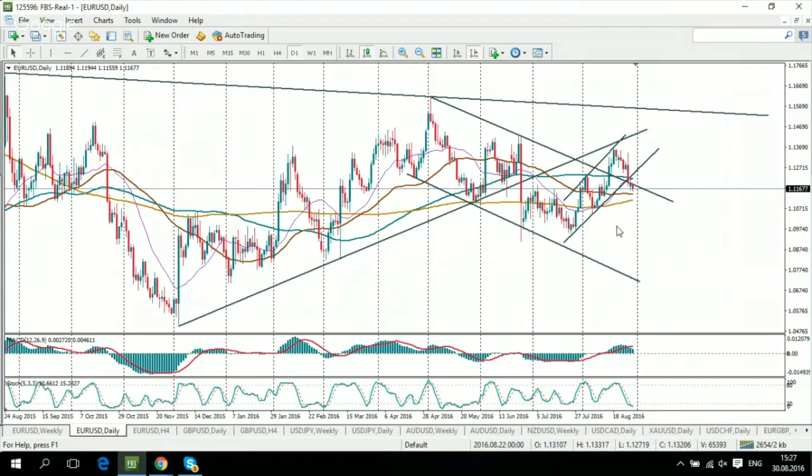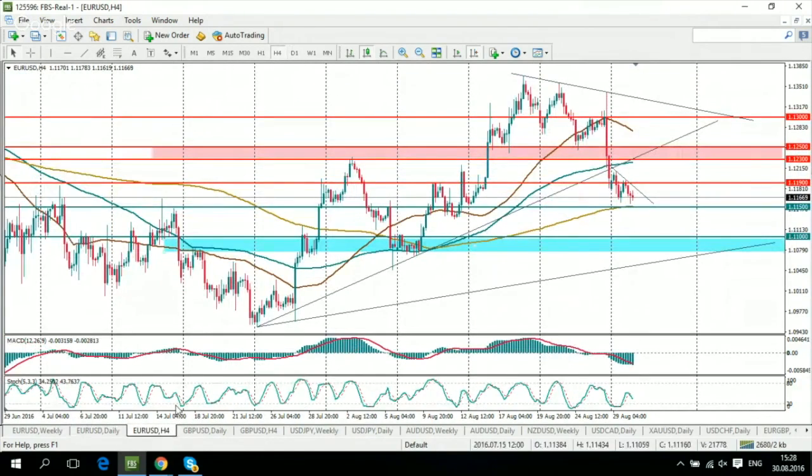However, in my opinion, this downside won't be very big. We won't see a big sell-off of the euro. We can see that the daily moving averages, the 100-day moving average, the 50-day moving average, and the 200-day moving average are almost horizontal, which means that the general market lacks strong direction. It means that the pair is consolidating around these levels and won't make some really volatile moves.